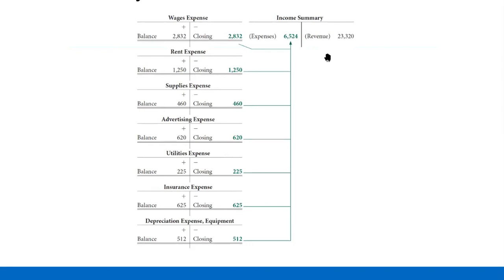All right, again, when we think about this income summary account, it's a temporary account that we use to transfer net income. So once we transfer net income, income summary will also be a zero balance, right? But right here, what we're seeing is that in our income summary account, we have revenue of 23,320. We have expenses of 6,524. The difference between those two, revenue minus expenses, equals net income, right? And so that's what we're going to transfer to the owner's capital account.